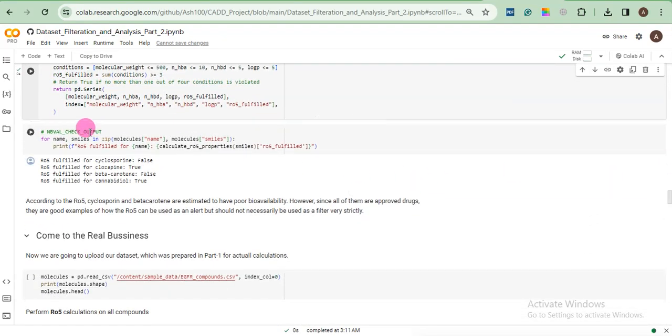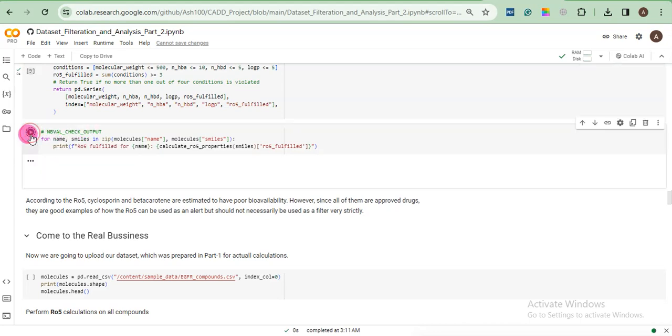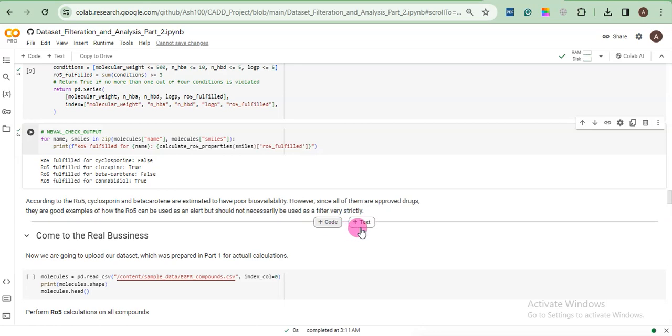We already know because of 4 molecules, but it's just better for your understanding, for your own data analysis. It says that rule of 5 fulfilled for the cyclosporine, no, false, because I showed you in the figure it deviates 2 rules, and for clozapine and cannabidiol, yes, they both said yes, they are following the rule of 5.